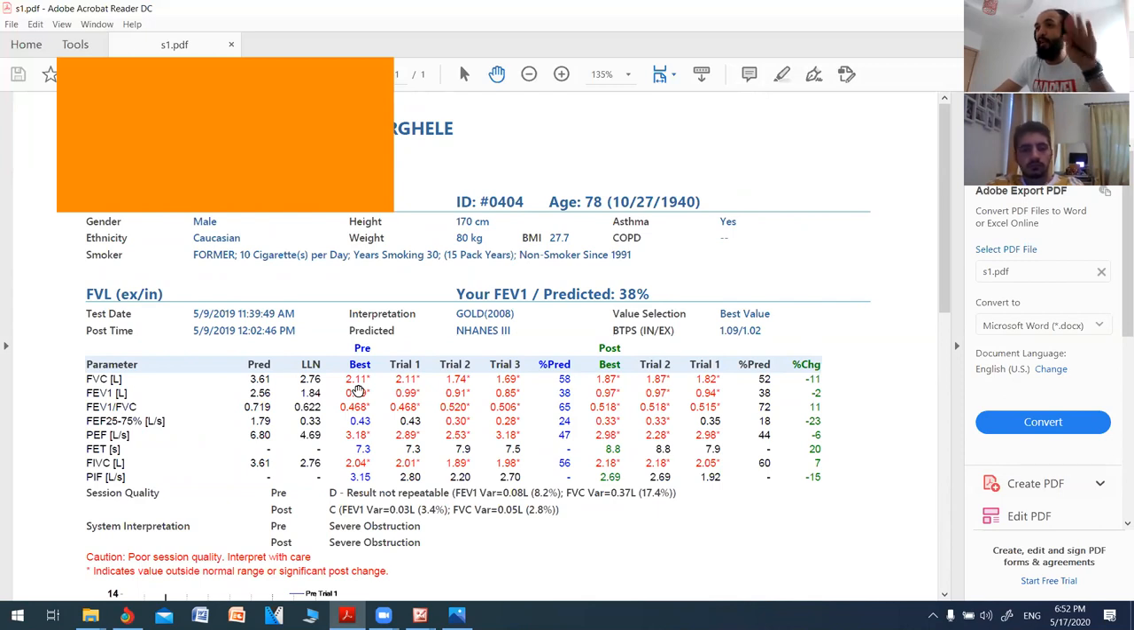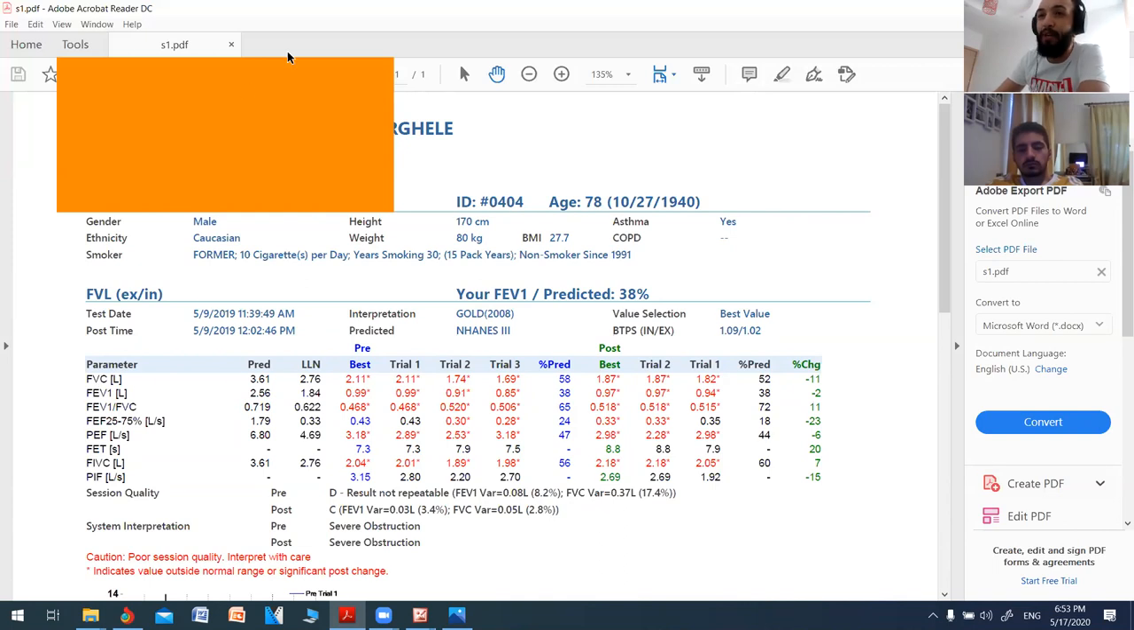Is it really low? A lot of decrease. How much percent is it decreased from the 3.61? Do you know? If you look here, it will give you the value. So almost 42% is decreased. You understand? So you have only 58% of the FVC of a normal one.